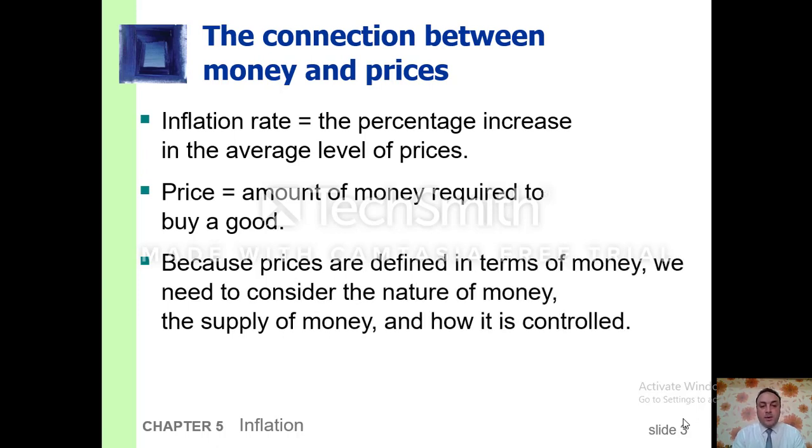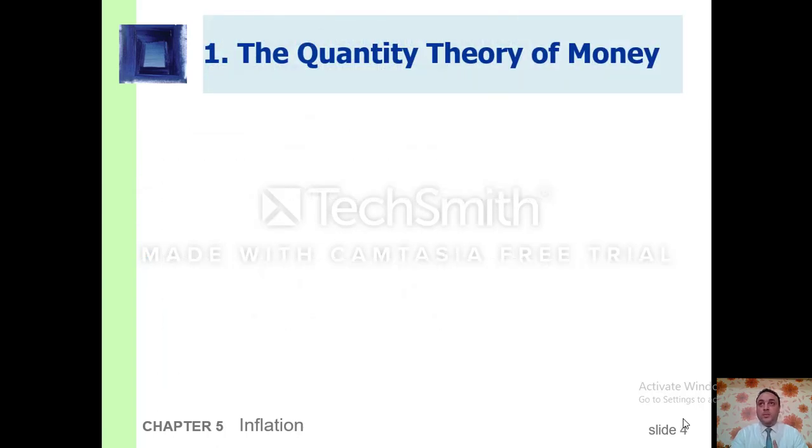As we know, price is the amount of money required to buy a good, a product or any service. Because prices are defined in terms of money, we need to consider the nature of money and the supply of money and how it is controlled, as we saw in the previous chapter. We defined money, the supply of money, the role of the central banks and the other banks in the monetary system, and how the money supply is controlled or determined.